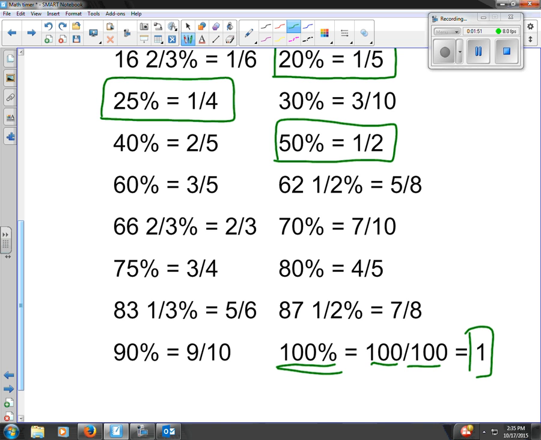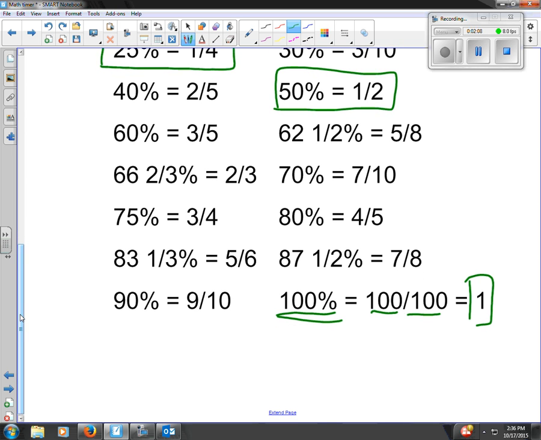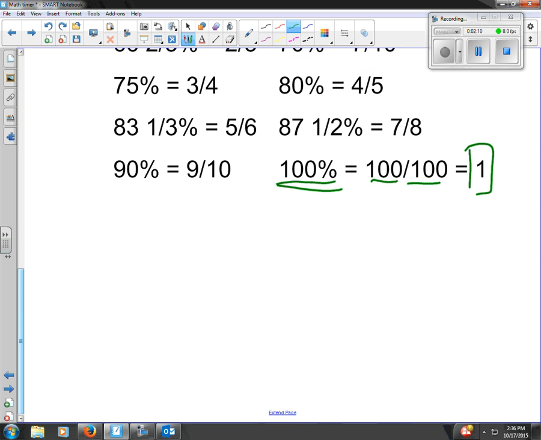Just take a look at these percents to fractions, and write them down in your copybook just so you have them for your workbook problems for next class. So write these down, pause the video if you need to, but write them down, okay? And then you'll have them for the workbook problems.